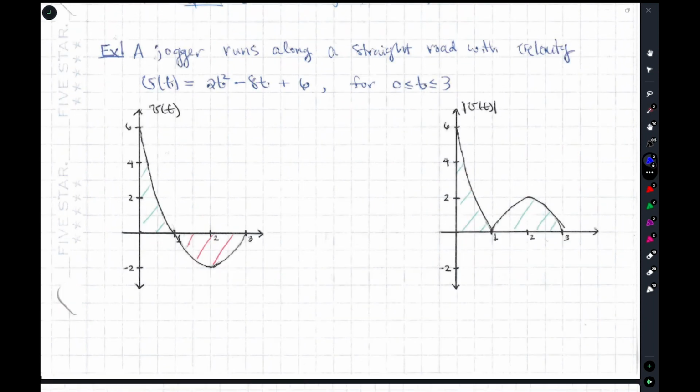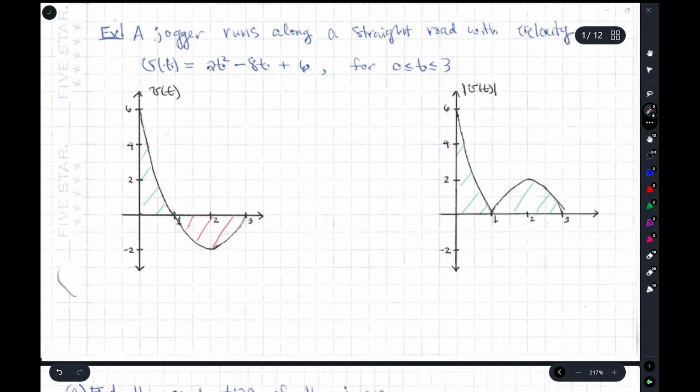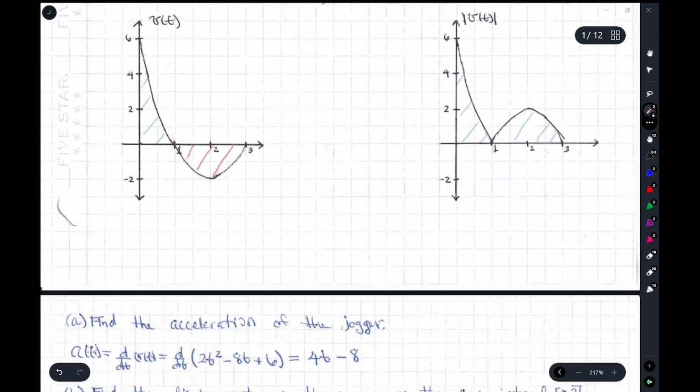Okay, so looking at this example, we have that a jogger runs along a straight road with the velocity given over here. Okay, you could see that the jogger is moving forward from 0 to 1 second and starts moving backward from 1 to 3 seconds. So the velocity is negative from 1 to 3 seconds. On the right, you see the absolute value, or the speed. Okay, the absolute value of the velocity or the speed. And so we're just flipping that up to get all positive values.